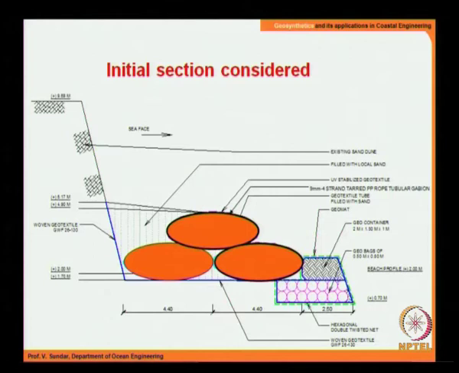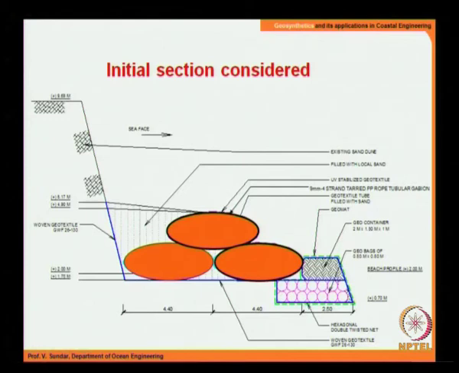So in order to address this problem, an extra strand tarred poly rope tubular gabion was adopted, and we had an extra coating over the geotube, that is the top geotube, which was nothing but the UV stabilizer. It is a coating which is given to the geotextile wrapped over the top, at least the ones which are directly exposed to the sunlight.